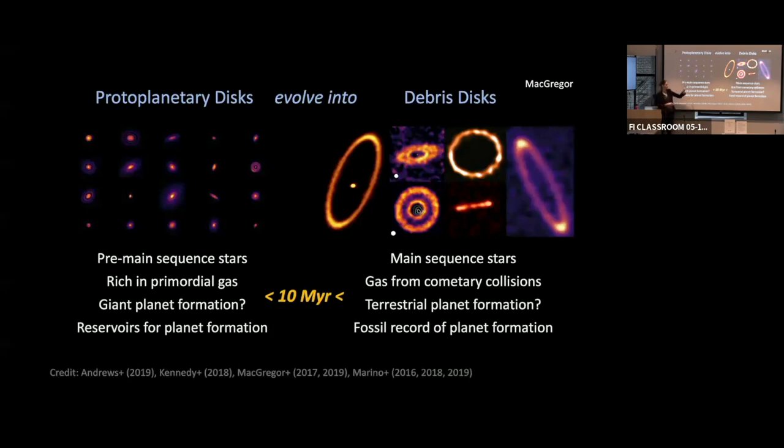And the evolved debris disks are on the right. These are a smattering of ALMA images. So these are now main sequence stars. They do actually have gas in them, but we think the gas is coming from cometary collisions, where these remnant Kuiper belt objects are now actually colliding together and they're grinding. And as they grind, they outgas frozen material. So there may still be enough material in debris disks to form terrestrial-sized planets, definitely not giant planets. And I like to think of debris disks as sort of the fossil record of planet formation, because whatever happened earlier is sort of imprinted into the debris disk structures that we see now.